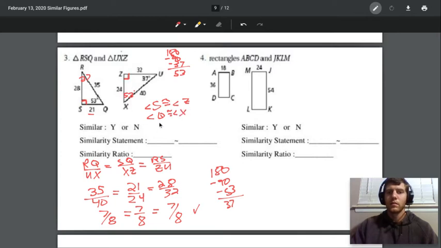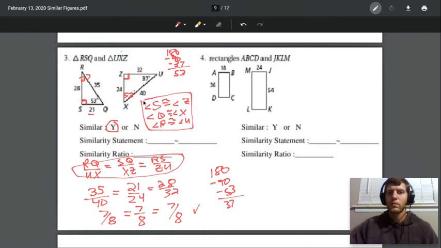And angle R is going to be congruent to angle U because they're both going to be 37 degrees. Okay, so we're going to say that yes, these triangles are similar. They're similar because, one, our sides are proportional, right? We have 3 pairs of corresponding sides that are proportional, and we have 3 pairs of corresponding angles that are congruent. Okay, so angles are congruent, sides proportional, so they are similar.